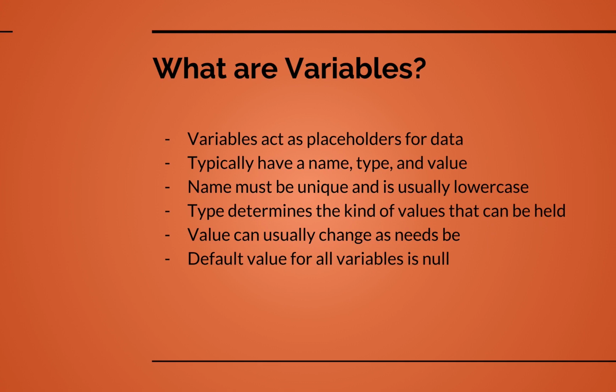The name of the variable must be unique, so we can't have two different variables with the same name. It's usually lowercase, or actually camel case, and also should describe what that variable is holding. For example, if there's a variable to represent an age, it should be called age, or something similar. The type of a variable determines what kinds of values that variable can hold, and then the value can usually change as needs be. Sometimes we want it to not change, but we'll get into that later, and we'll discuss type a little later on as well.